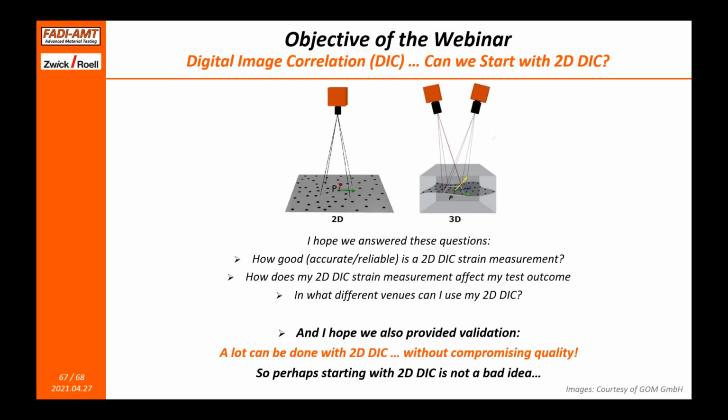So I hope answering these questions also provided a general validation for the statement that we can do a lot with DIC without compromising the quality. And we hope this encourages you to start using DIC. If you cannot justify or get a 3D DIC system, it's good to start with a 2D DIC system. And I am positive that once you start using a 2D DIC system, you will get used to it, you will love it, and you will apply it to other applications that will require a 3D DIC system, and then you can expand to a 3D DIC system.